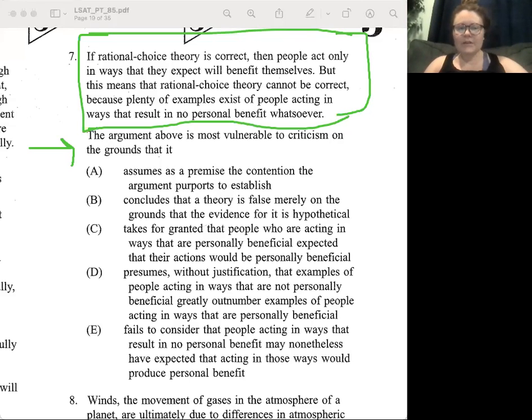Okay, so whenever I read a stimulus, I read slowly and I make sure I fully understand it. So here I'd be like, okay, if rational choice theory is correct, then people act only in ways that they expect will benefit themselves. So if rational choice is right, that means people will only act in a way that we know will benefit ourselves. But this means that rational choice theory cannot be correct. I'm already thinking, okay, this is my conclusion. And our reasoning for that is because plenty of examples exist of people acting in ways that result in no personal benefit whatsoever.